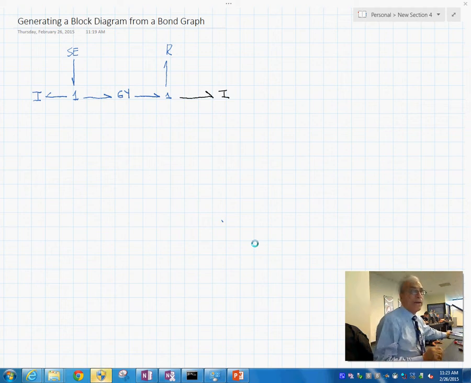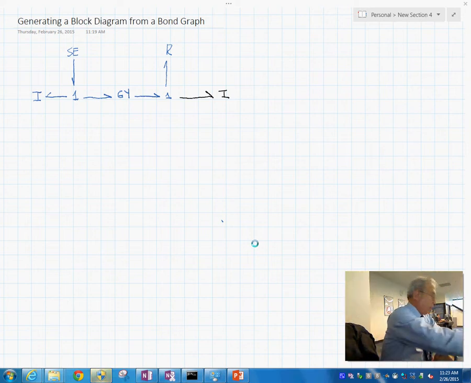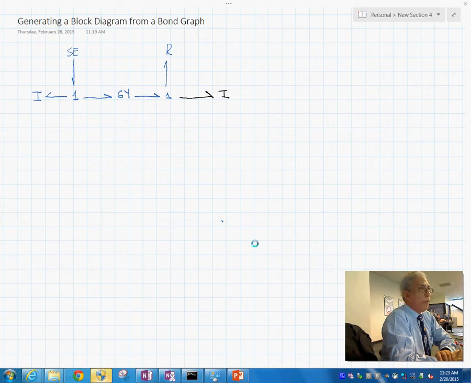Generating a block diagram from a bond graph model. So given this bond graph model that you see on the screen, let's generate and do all the steps to find the block diagram.